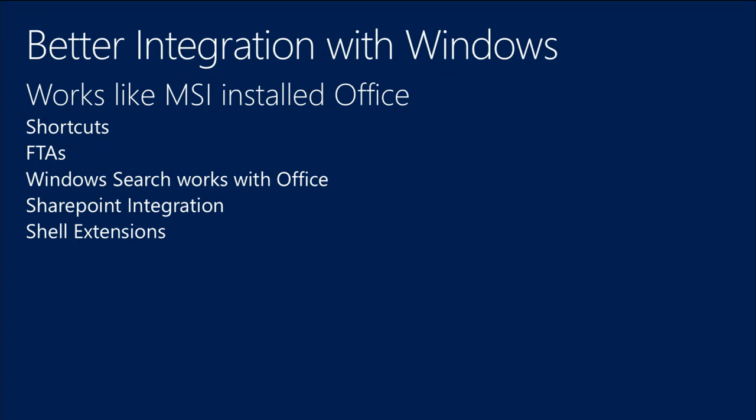Okay, so we talked about better integration. And the Office 365 package is really the pinnacle of integration for virtual applications. It works just like natively installed Office. You get all of the integration that you would get, including search, SharePoint integration, Office's shell extensions. All of that stuff works. It's there. You get your Office 365 package, you deploy it to your clients. Your end users don't know the difference. It feels like Office is installed, but it isn't.